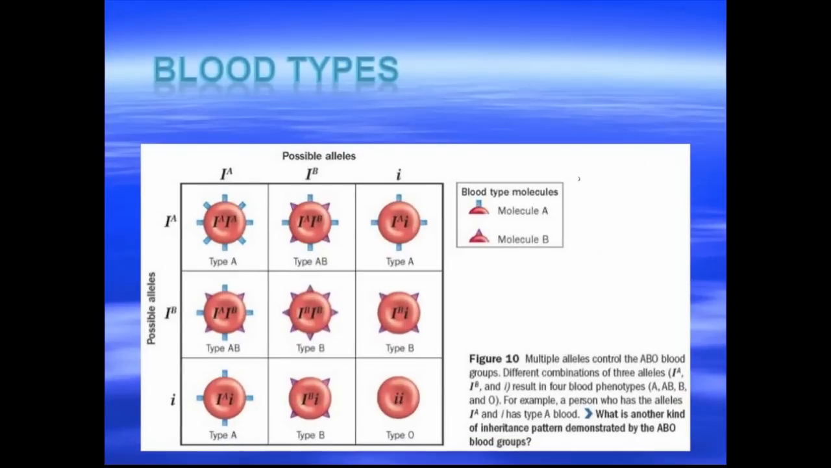Here you can see a Punnett Square where it's taking all the alleles and crossing them together so you can see the possible phenotypes. If we cross I^A, we get blood type A. If we cross little i, we get blood type O. You should pause the video and take a few minutes to look this over.